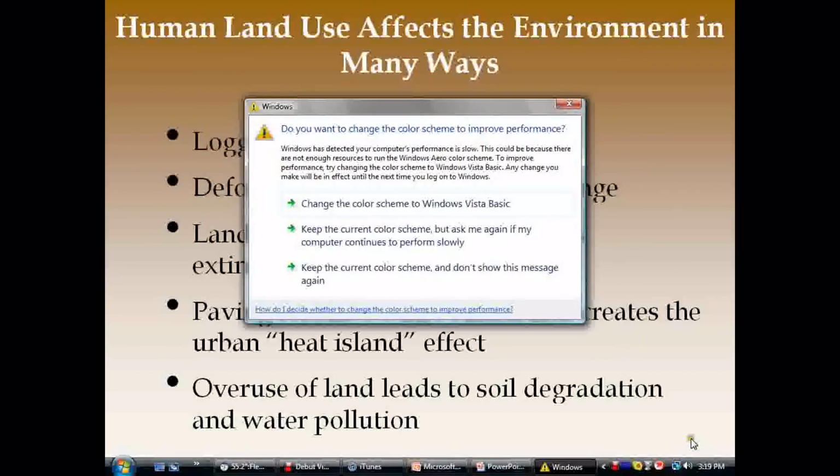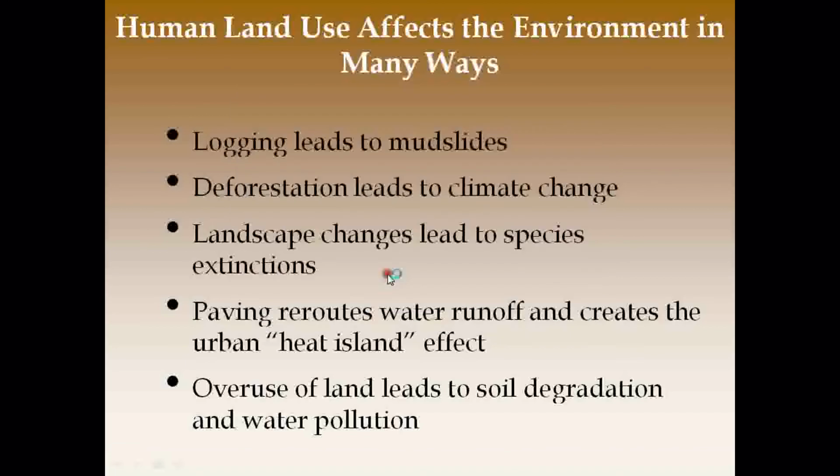All right, let's work backwards. We talk about climate change, so we're talking about greenhouse gas increases because of human activity. The number one greenhouse gas that we talk about is carbon dioxide. How does cutting down trees increase carbon dioxide?